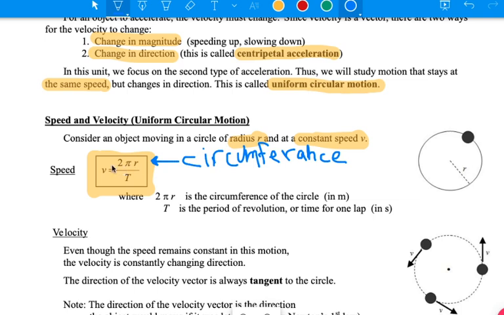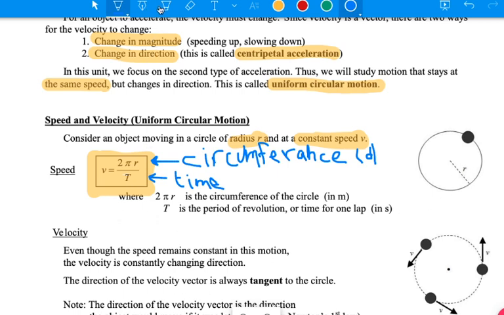So we got circumference, and on the bottom we have time, which is the period of one lap or one rotation. So we have circumference, which is like our distance that we're traveling, divided by our period, which is like our time. Distance over time is speed. We're just changing it to be circular rather than linear.